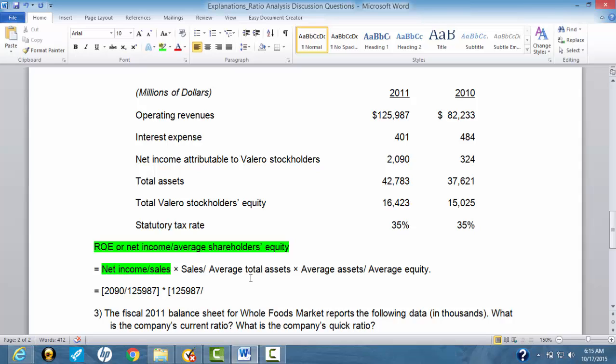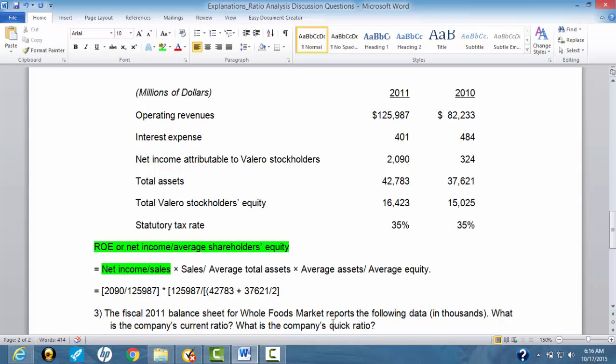Recall that for the balance sheet accounts, we have the 2-year data, so we do the average total assets. So the average total assets for 2011 will be 2010 total assets plus 2011 total assets divided by 2. So what we have here will be 42,783 plus 37,621 divided by 2 gives us the average.